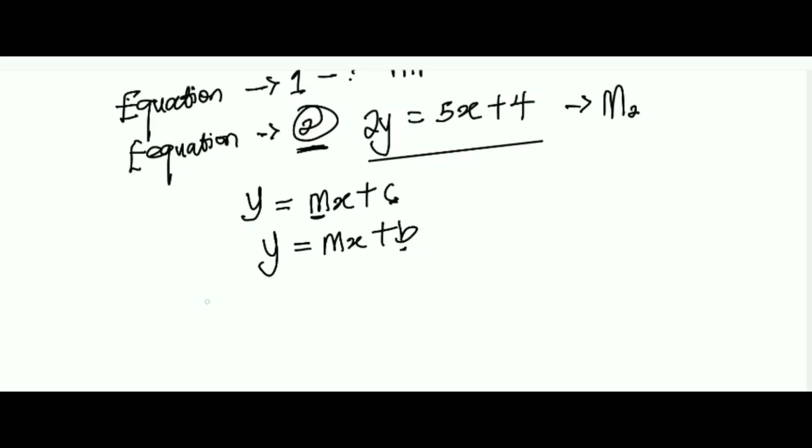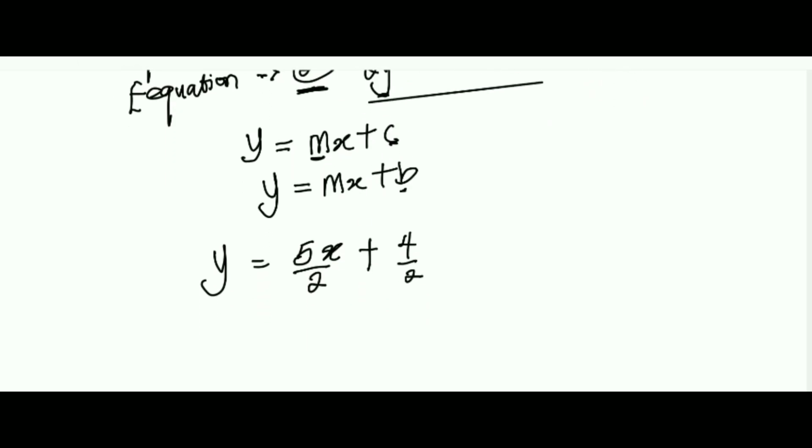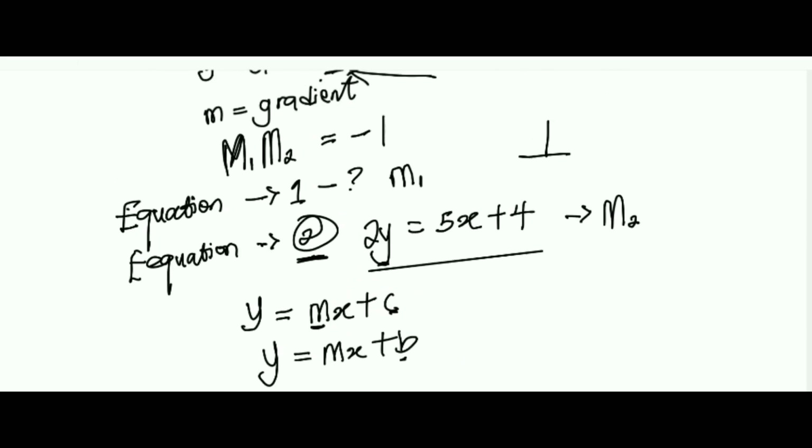So we want to find the gradient of this second equation that is provided to us. To do that, the coefficient of y here is 2, so I will divide the other side by 2. And so y equals 5x over 2 plus 4 over 2. I'm only interested in the coefficient of x, and the coefficient of x here is plus 5 over 2. So my gradient, which is m2 for the second equation, is equal to 5 over 2. That's the gradient of this equation.